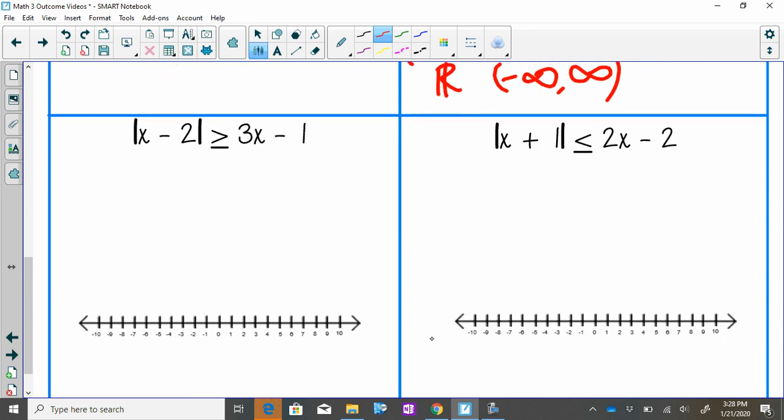A couple other kind of weird solutions that you could get. On this one, we have the absolute value bars by themselves already, so we can go ahead and set up our two inequalities.